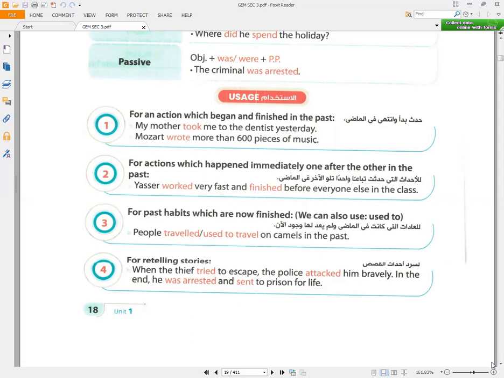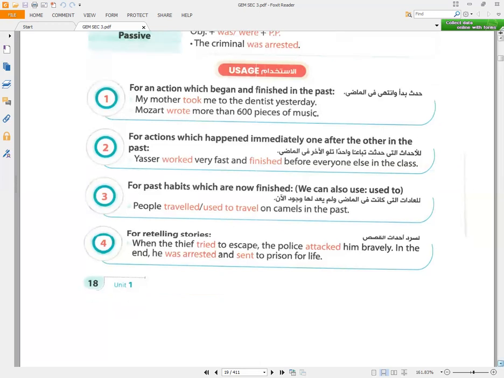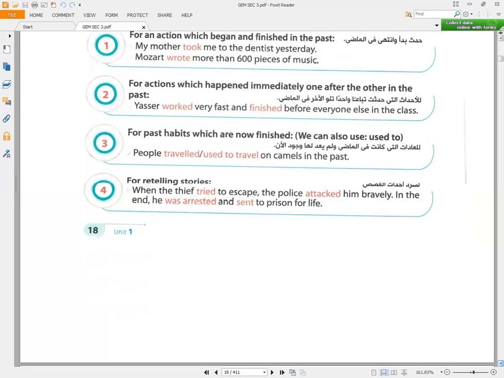Number four, for retelling stories, as we said: when the thief tried to escape, the police attacked them bravely. In the end, he was arrested and sent to prison. Okay, you feel that number four may be the same as number two.